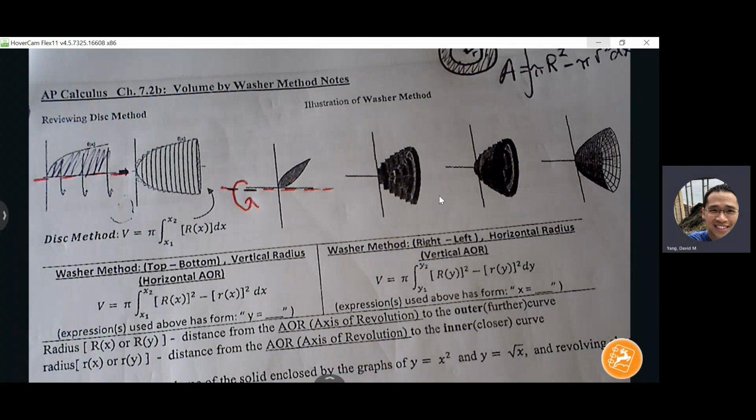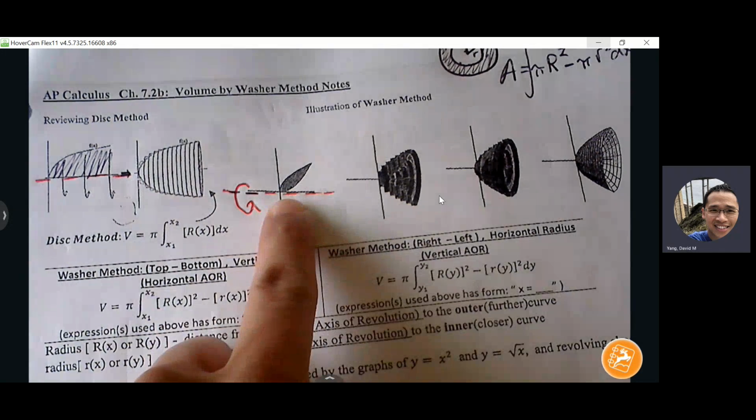Now it could be touching, but it could be completely off. So if you see any sort of a gap, if it's touching, it's not good enough. This is not good enough for the disc method. This is going to be the washer method. So if you see any curved region up against the axis, it's going to be the washer method. If you see a complete hole, a complete gap where it's not even touching, it's also the washer method.